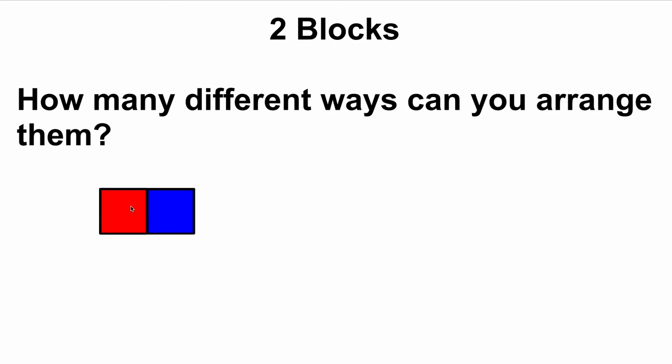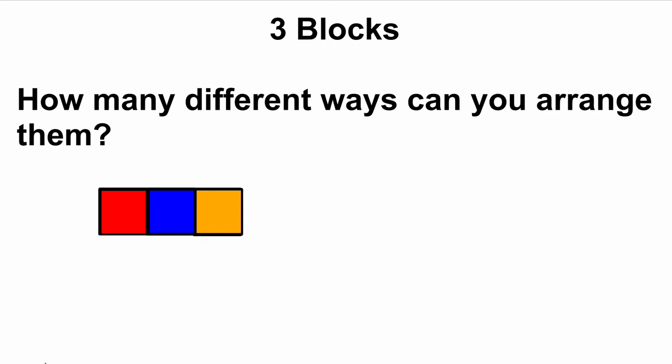You could have the red one first and then the blue one, or you could have the blue one first and then the red one. That's it. Two ways. Because after you pick that first block, there's only one block left, so there's only one way that you can put it on there once you've chosen the first block.